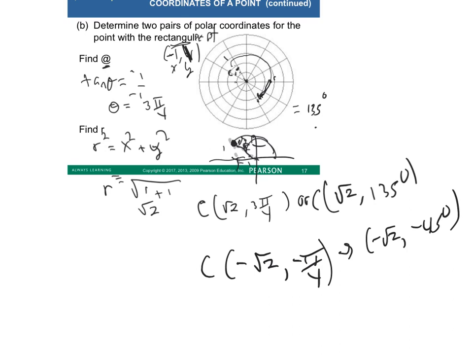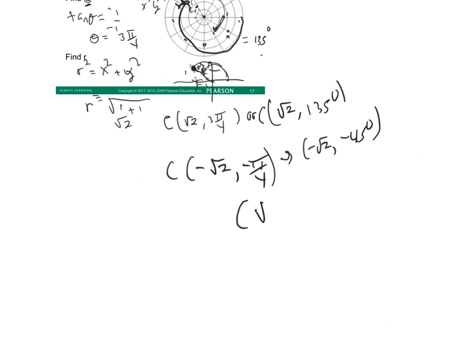We could have also gone all the way around and done a negative 1, 2, 3, 4, 5 pi over 4. We could have also done, that time it would make it a positive r, 5 pi over 4. Negative 5 pi over 4. Because I went that way. I went clockwise.